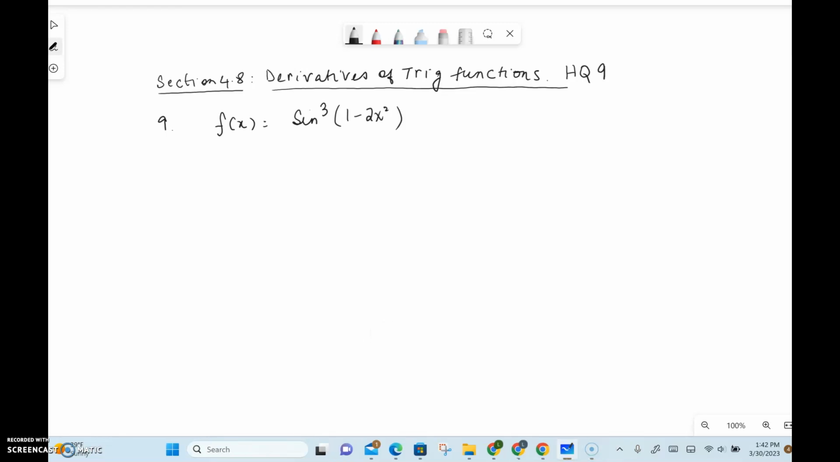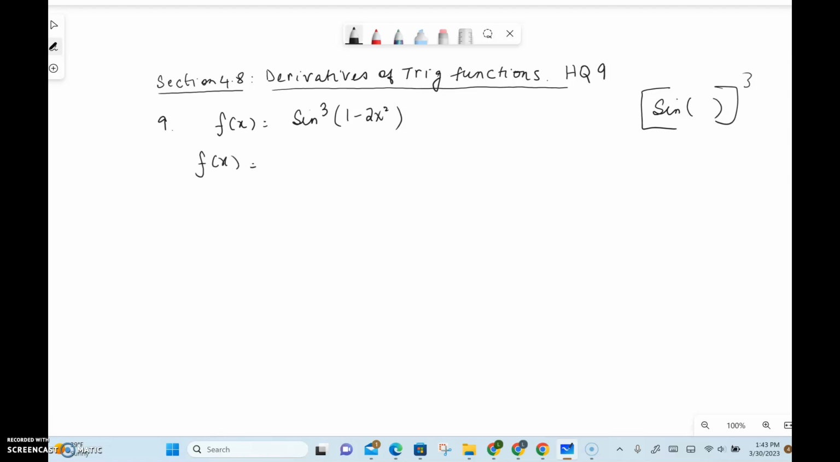So here we have a function sine cubed of 1 minus 2x squared. I want to remind you once again, this is a single function. It is not a product. It's sine of something, the whole cubed. That's what it means.